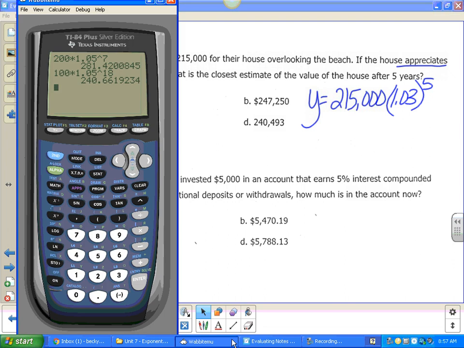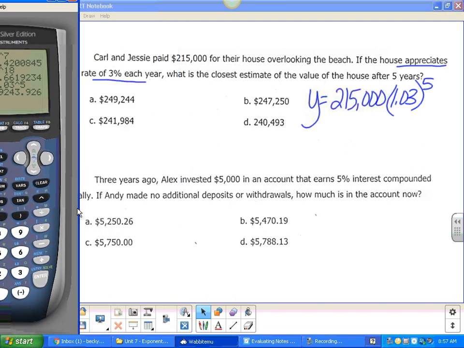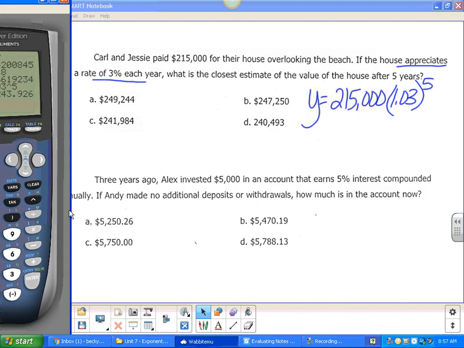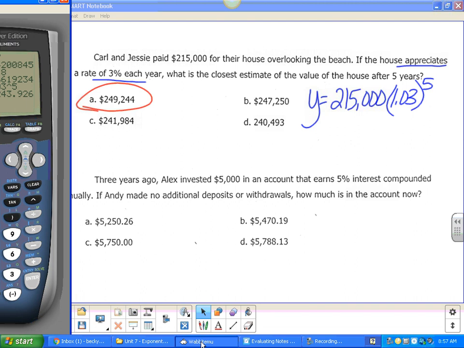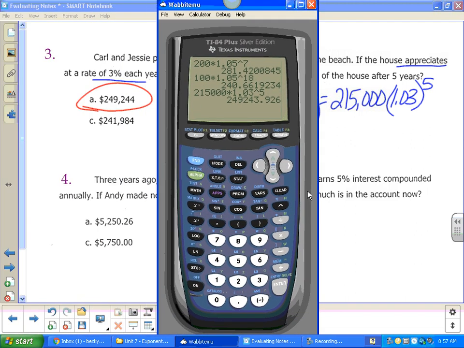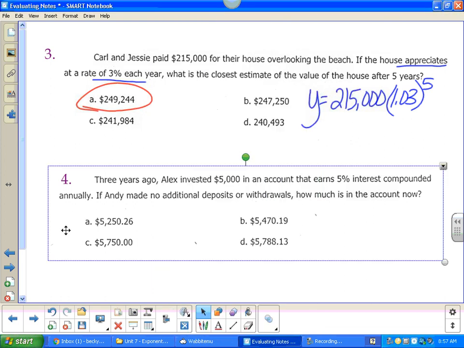So I just type it in. 215,000 times 1.03 to the 5. $249,243.93. So looks like A. If you want to look at those again, $249,243.93, so they rounded up to the nearest dollar.